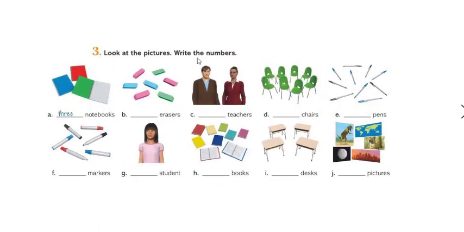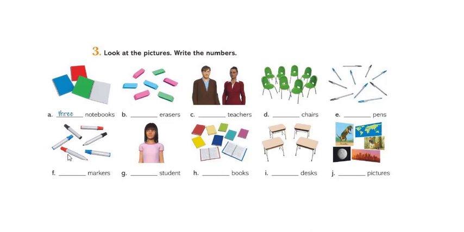Look at the pictures. Write the numbers. A. 3 notebooks. 1, 2, 3, 4, 5, 6, 7 erasers. 1, 2 teachers. 2 teachers. 1, 2, 3, 4, 5, 6, 7, 8 chairs. So 8 chairs. 1, 2, 3, 4, 5, 6, 7, 8, 9, 10 pens. 10 pens.